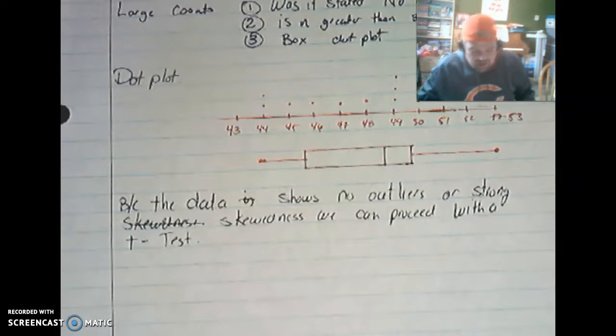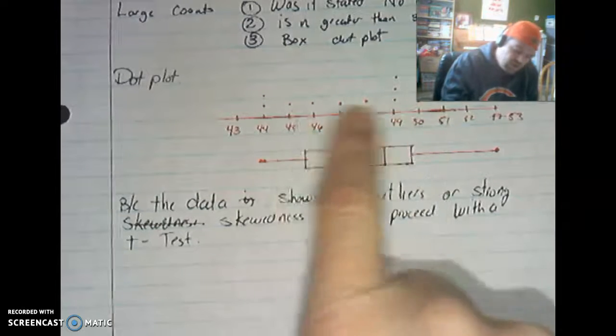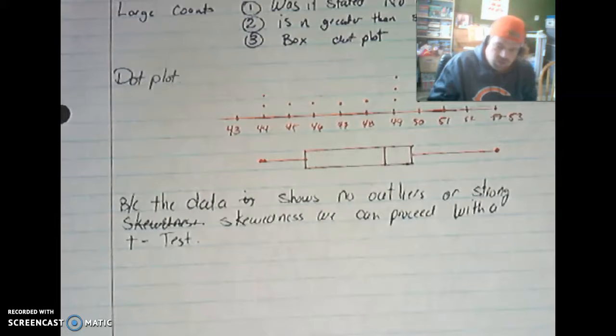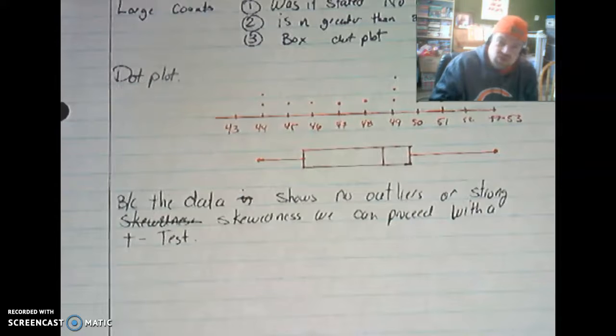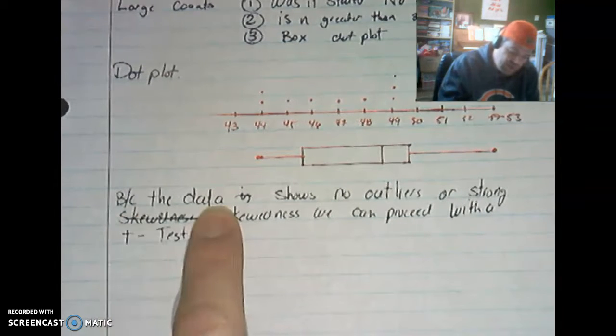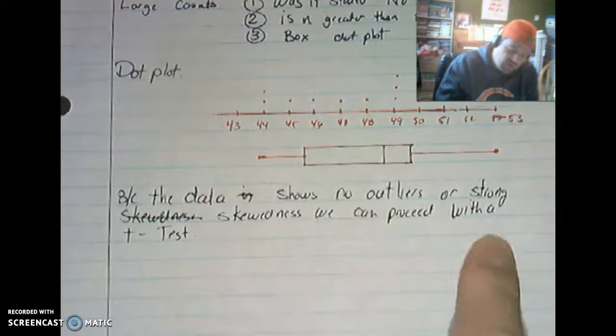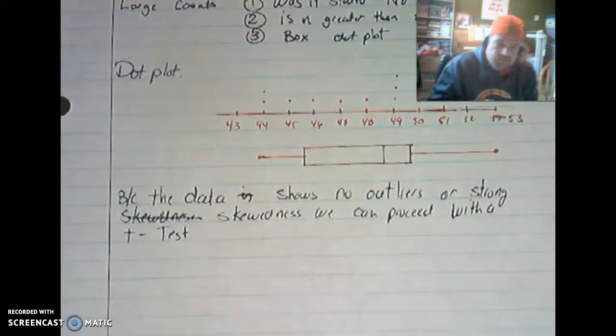Again, it shows the reader, or whoever may be working on your papers, that you understand that this doesn't show any weirdness. It's kind of normal. I'm sure if we did more data sets it would probably become closer to normal. But right now there are no outliers, no skewedness, so nothing's going to stop us. So I said, because the data shows no outliers or strong skewedness, we can proceed with the t-test.